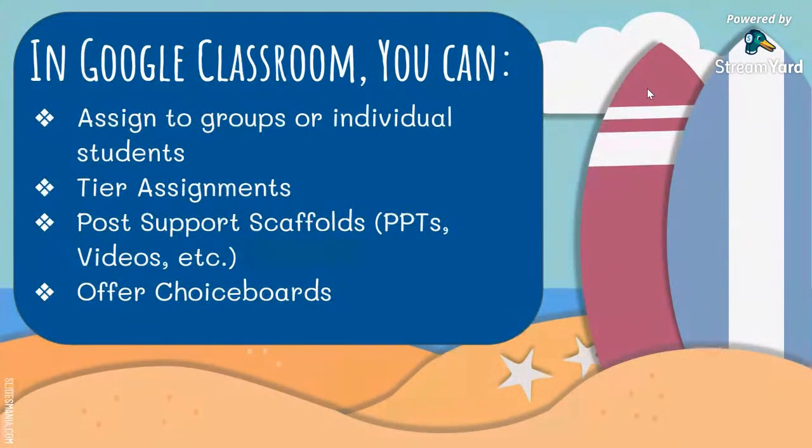So in Google Classroom, you can assign things to groups or even individual students. You can tier assignments. You can offer students support scaffolds, and that can be for students with special needs, or even just for the sake of differentiating instruction for your different types of learners. And also another thing that just kind of speaks to the whole idea of differentiation is the idea of choice boards.